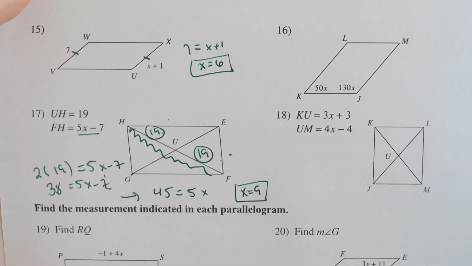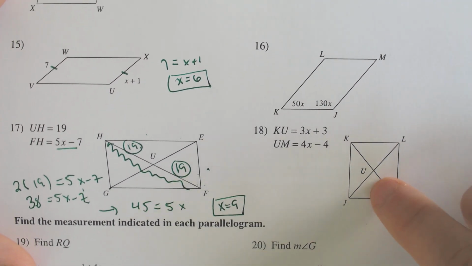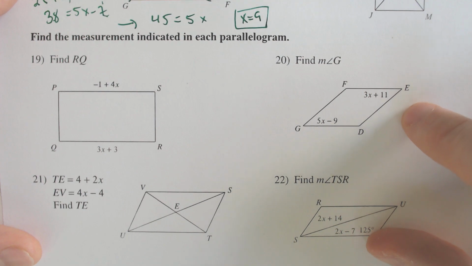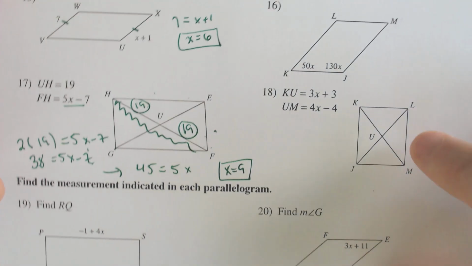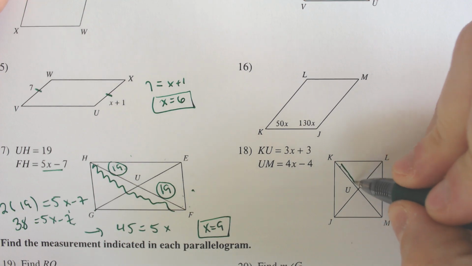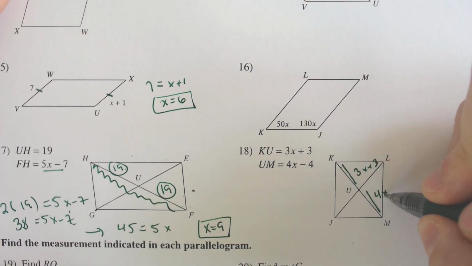Okay? Let's see what else we got here. I'm going to do one more. I'm going to do this problem right here. The only things that you got to do on these is also plug it in. We've been plugging in things for a while, so I want to do a slightly harder problem, which is 18. K to U is 3x plus 3. U to M is 4x minus 4.